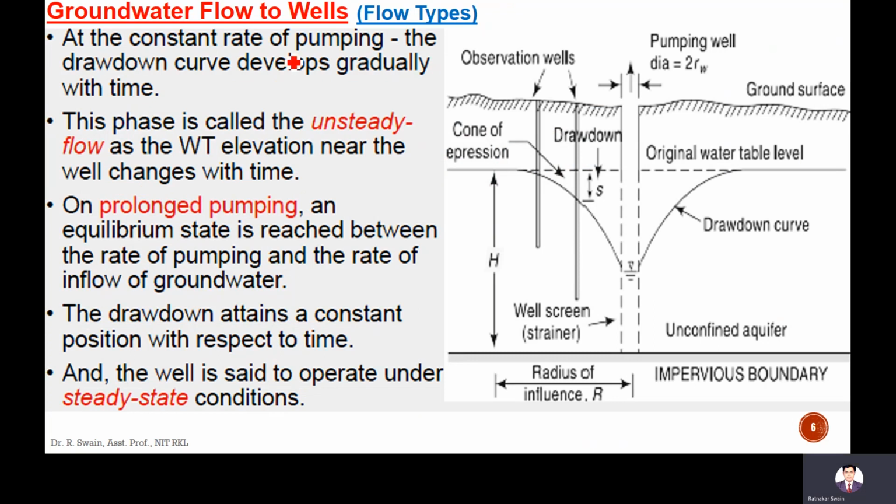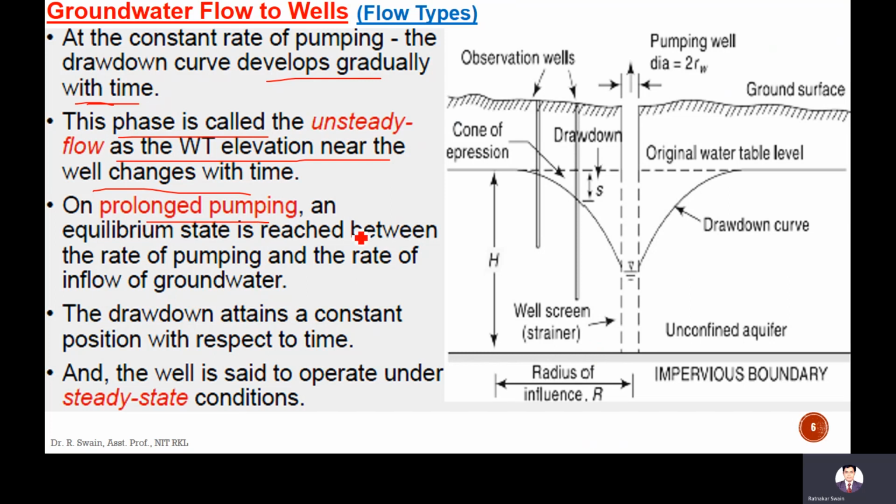Here you can see that at a constant rate of pumping, the drawdown curve develops gradually with time, as I talked about. That is called unsteady flow. This phase is called unsteady flow as the water table elevation near the well changes with time. Near the well, the drawdown changes and the water table elevation changes. So initially unsteady flow occurs.